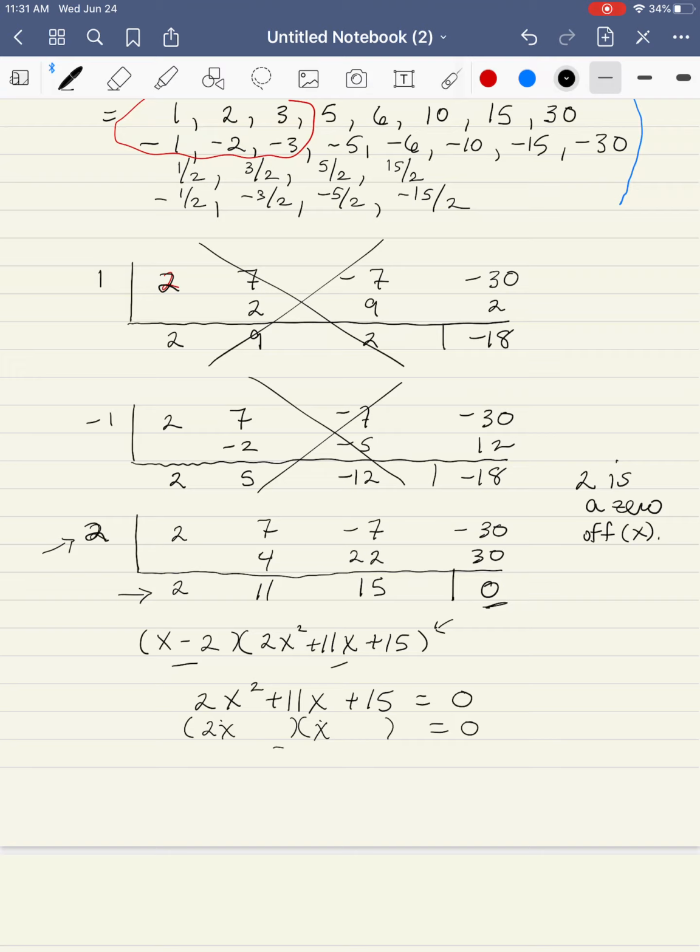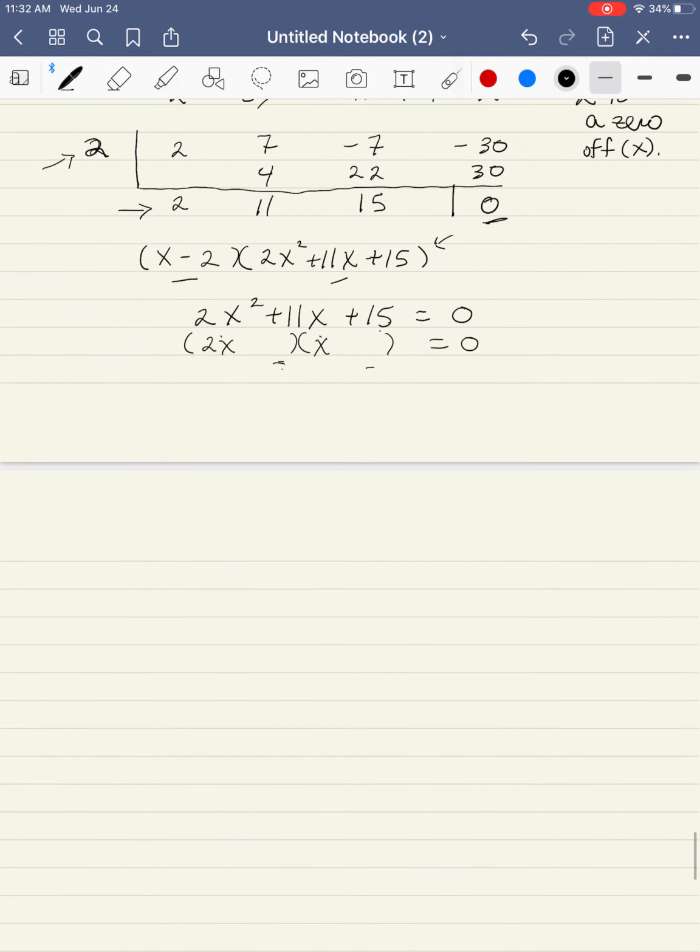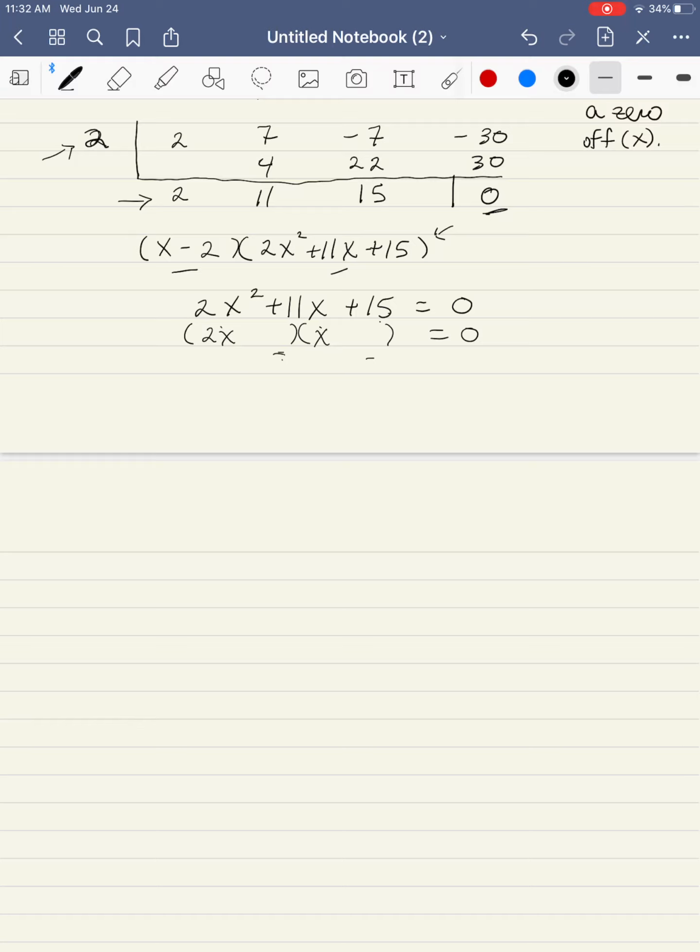So we can use the AC method, or we can use the factoring by guess and check method to figure out what numbers need to go here and here so that we get 15 when we multiply those two, and we get 11 when we multiply our outer and inner terms and add them together. So pause the video, use whatever method works for you, finish the factorization, and then solve each factor to get our last 2 zeros, and then turn the video back on.